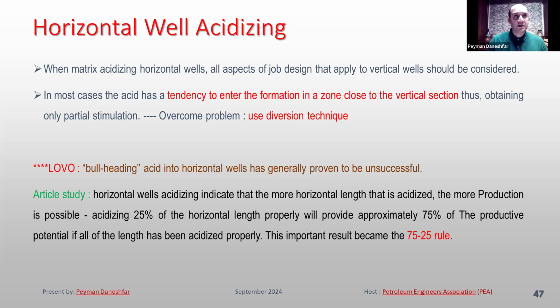Another article study I will just read for you. Horizontal well acidizing studies indicate that the more horizontal length that is acidized, the more production is possible. Acidizing 25% of the horizontal length properly will provide approximately 75% of the productive potential, compared to if all the length had been acidized properly. This important result became the 75-25 rule.